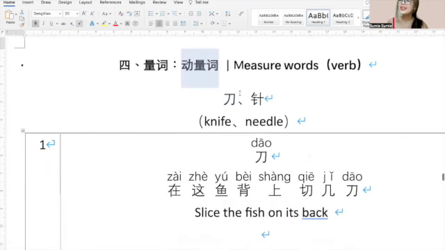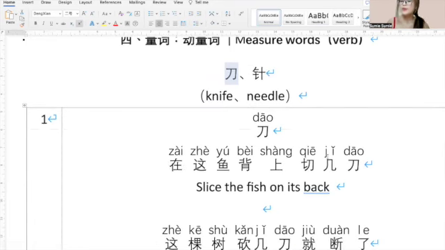For example, 刀, 在这鱼背上切几刀. Slice the fish on its back. 刀 is the knife, okay? It is the measure word describing 切. So it is 切几刀. That means the measure word is describing the verb 切. So it is 在这鱼背上切几刀. Slice the fish on its back.